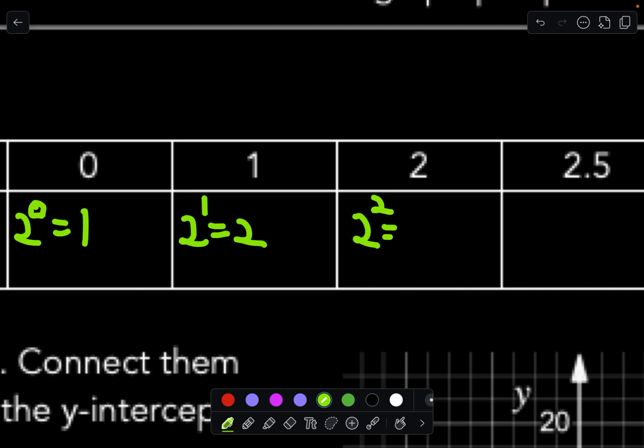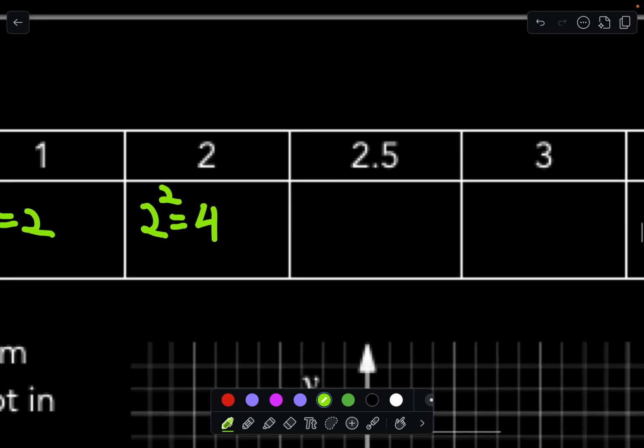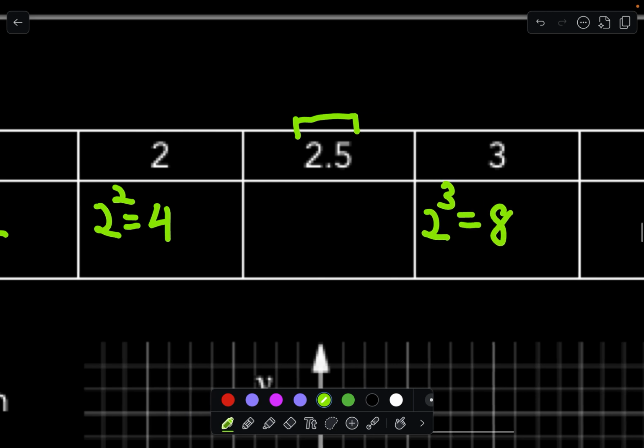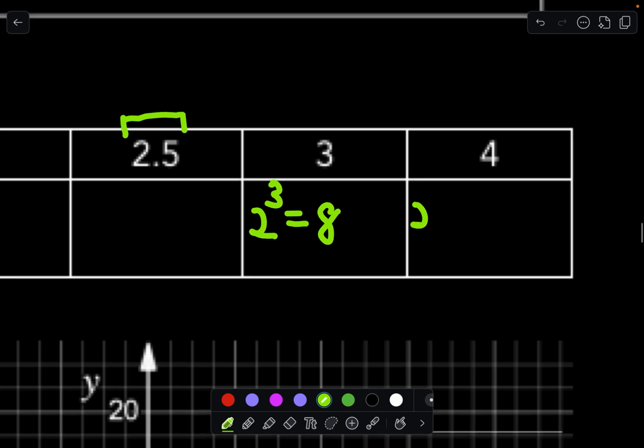2 squared is 4. Notice they give you a decimal here. I can't do that in my head. I'd have to have a calculator, and I'll get back to it. And then 2 to the third is 8. We're multiplying by 2 going up. And then 2 to the fourth is 16.